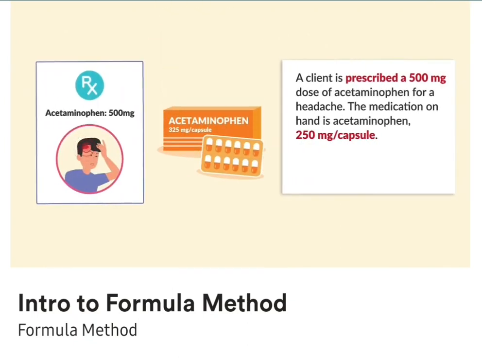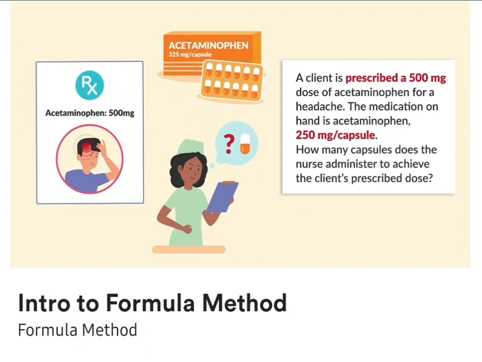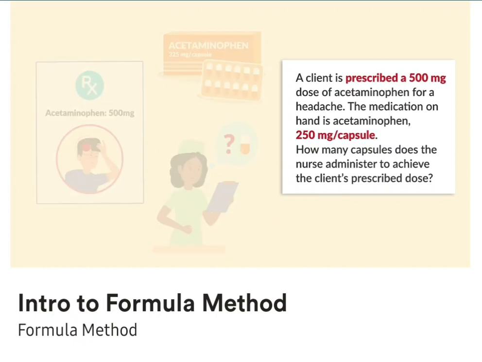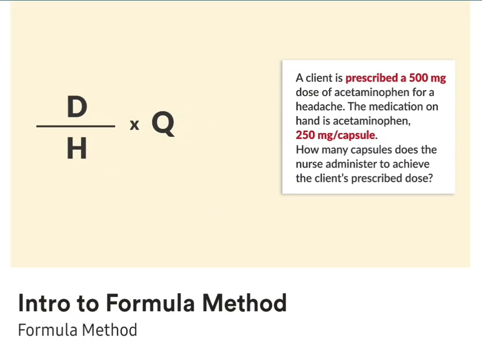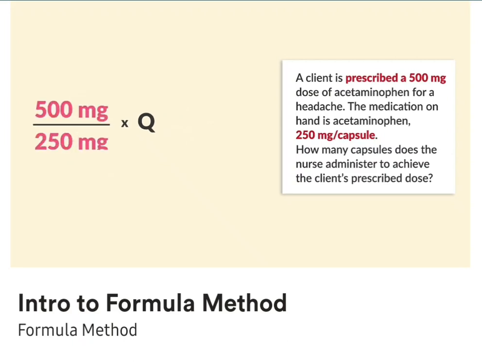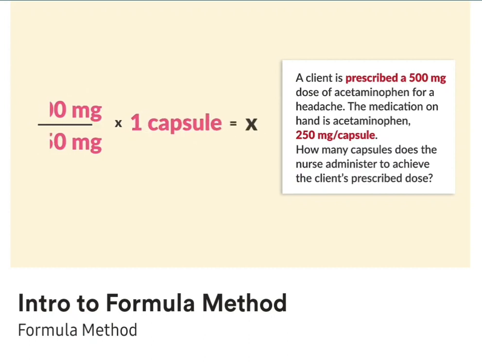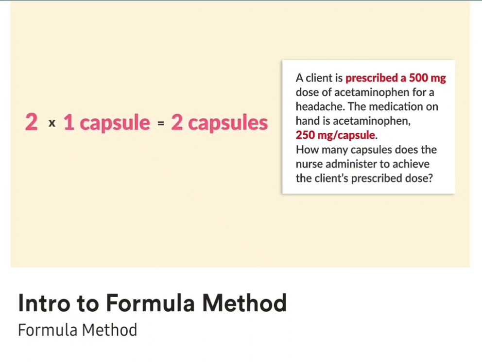For example, a client is prescribed a 500 milligram dose of acetaminophen, that Tylenol, for a headache. The medication on hand is 250 milligrams per capsule. How many capsules does the nurse administer to achieve the client's prescribed dose? Okay, so let's set this up. D over H, drinks around the house, times the quantity. So the D is 500, over H, which you have on hand, is 250, times one capsule here. So 500 divided by 250 is 2. So we're going to give 2 capsules.